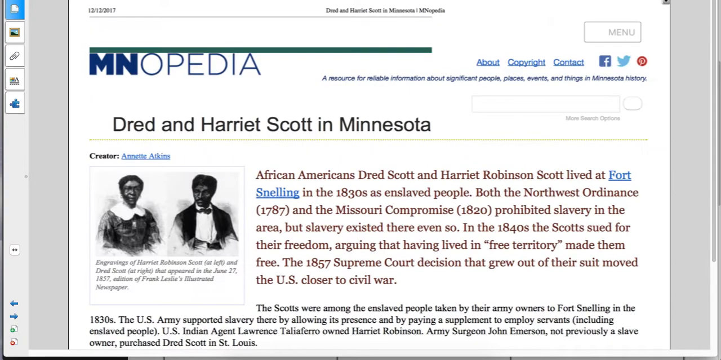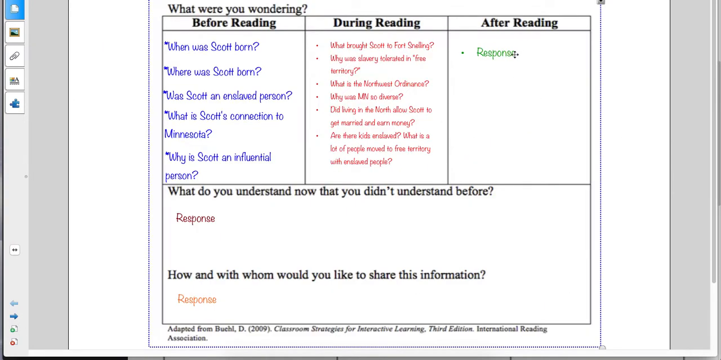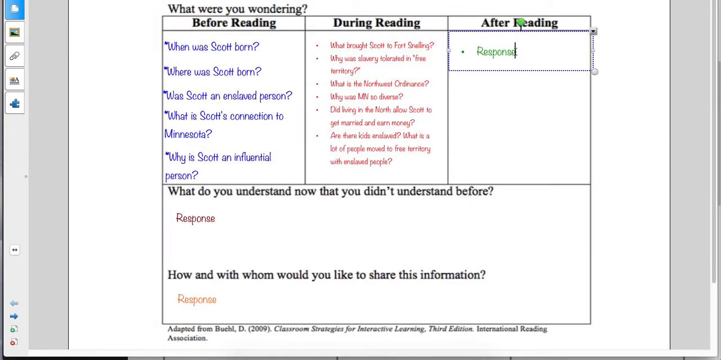So now I'm going to go back to my questions. I've finished my reading. I still have a lot more questions to ask. So I'm just going to ask a couple here. I still don't know when Scott was born or where he was born. So I need to pursue that in further research.